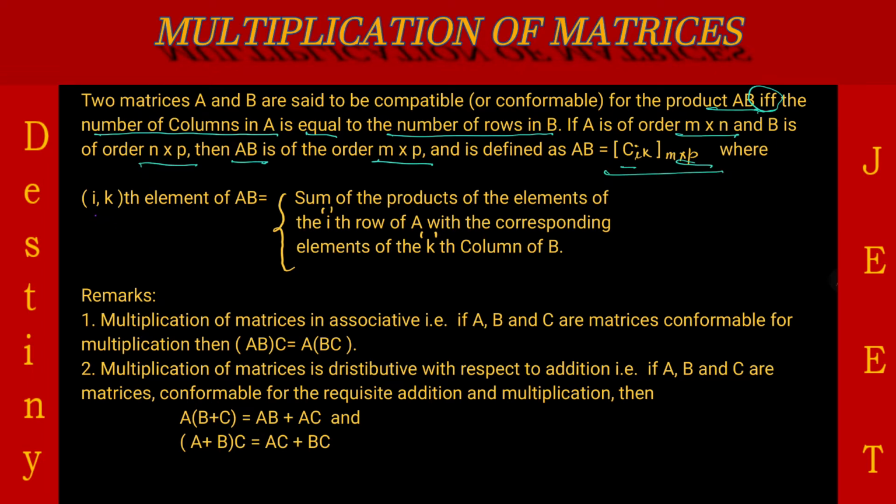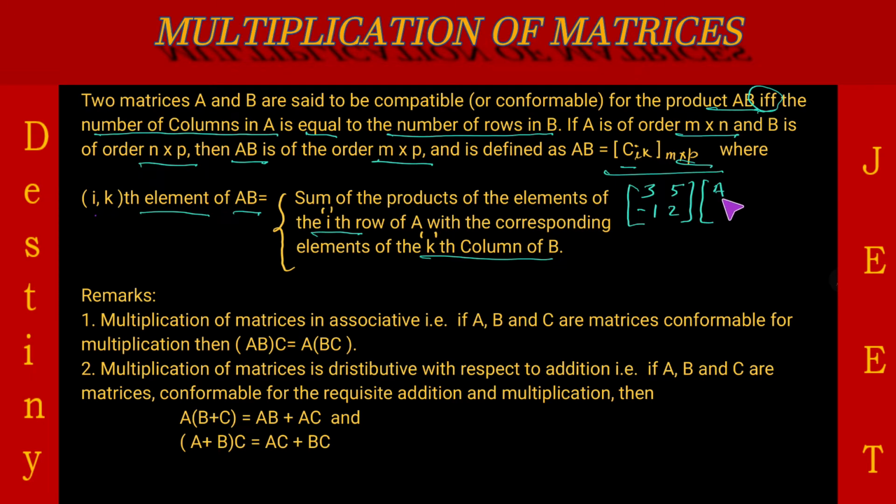Now, the ikth element of AB, or the product of A and B, is equal to the sum of the products of the elements in the ith row of A with the corresponding elements of the kth column of B. For this I will give you an example which will clarify the point. Let us see two matrices A and B.